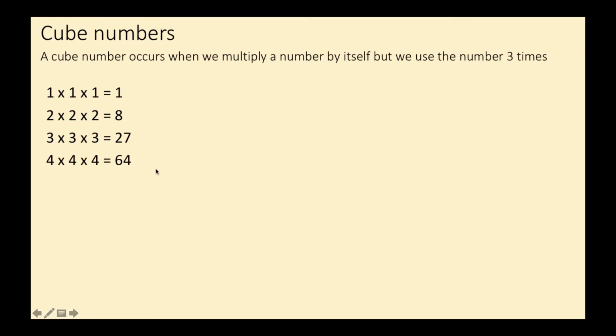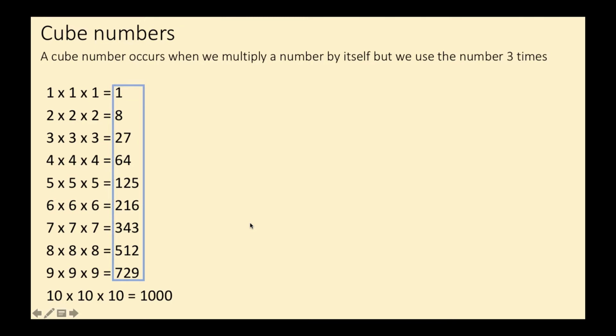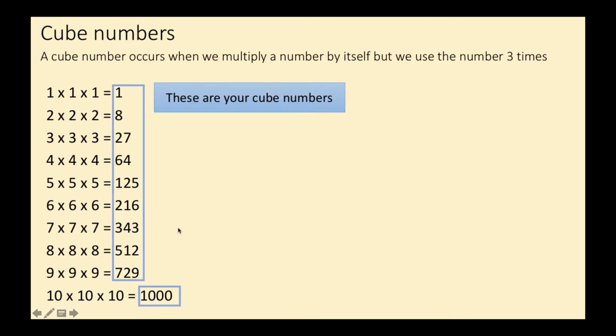4 times 4 times 4 is 64, 5 times 5 times 5 is 125, 6 times 6 times 6 is 216, 7 times 7 times 7 is 343, 8 times 8 times 8 is 512, 9 times 9 times 9 is 729, and 10 times 10 times 10 is 1,000. Now, if you want to learn 11 times 11 times 11 and 12 times 12 times 12, you can, but it's very rare that that will come up on your exam, especially a non-calculator exam. So I suggest that you also learn these cube numbers as well as the numbers that make them. So these are your cube numbers.